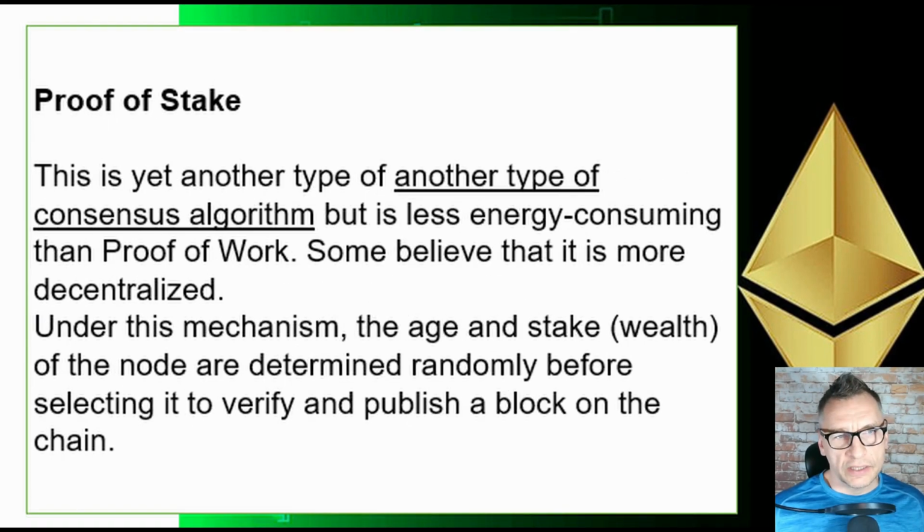Proof of stake. This is yet another type of consensus algorithm, but it is less energy consuming than proof of work, because obviously it doesn't require massive amounts of computational power to conduct equations. Instead, it uses smart contracts that are deployed onto the blockchain and then are validated by computers, but again, it doesn't use as much computational power. Some believe that it is more decentralized. However, under this mechanism, the age and stake wealth of the node are determined randomly before selecting it to verify and publish a block on the chain.